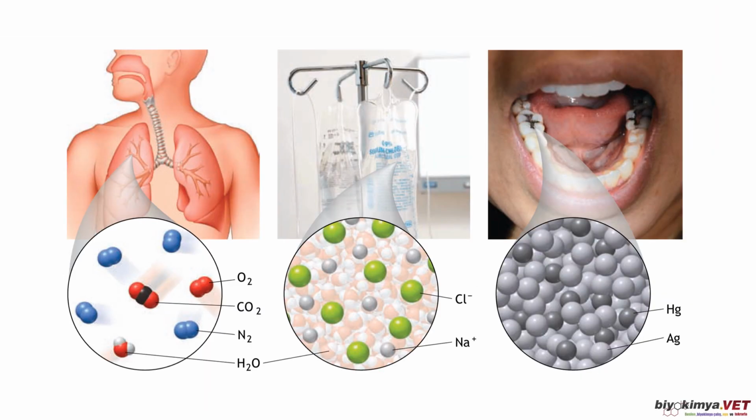And here are some types of solutions, such as air, two or more gases. Air is a solution of gases, mainly nitrogen and oxygen. And this is a saline solution, which contains sodium chloride dissolved in liquid water. And here you see the dental filling. Dental filling contains mercury, a liquid, dissolved in solid silver.